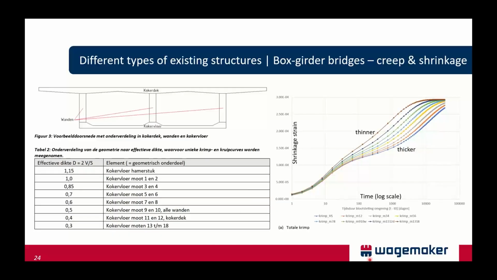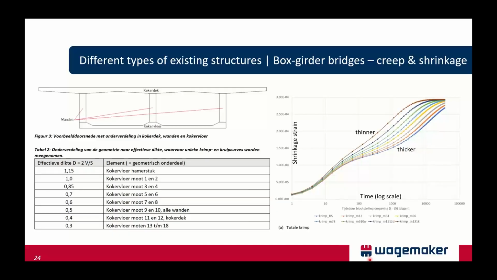Now the RILEM B4 model, I'm not going into a lot of detail about it, but it has input parameters related to concrete mixture, aging of the concrete, environment, such as temperature and relative humidity, and also the shape of the structural elements. This is especially related to the effective thickness, because for the drying part of creep and shrinkage, the effective thickness affects the rate of creep and shrinkage.